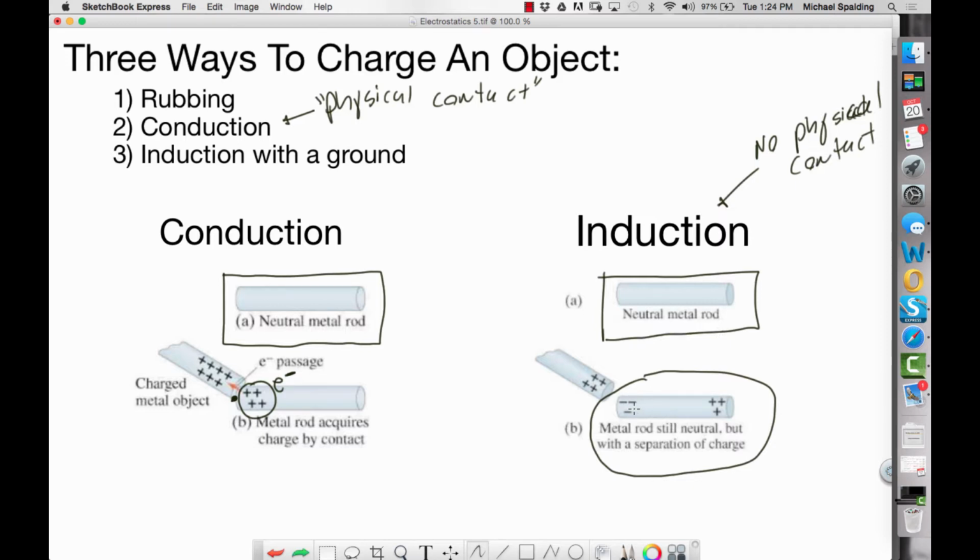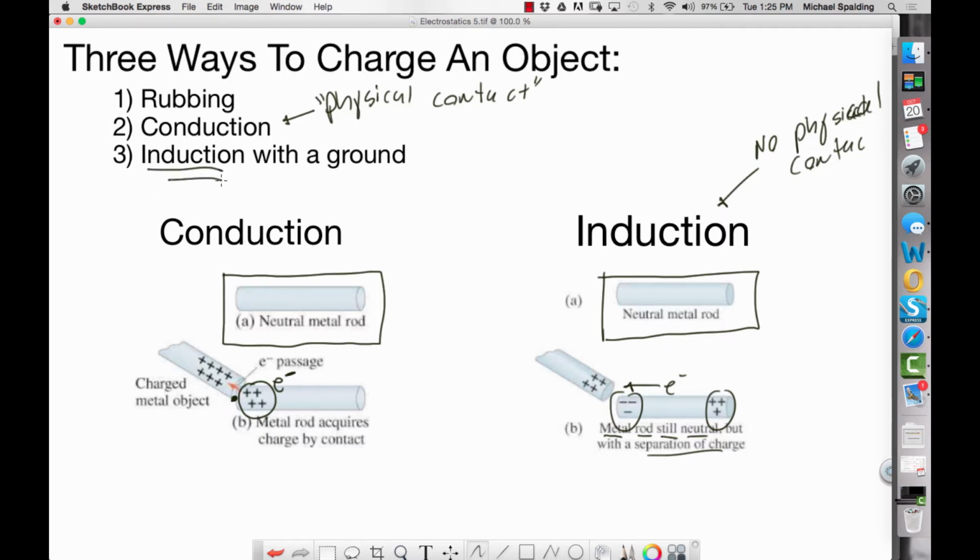In fact, what does this say right here? The text here says, the metal rod is still neutral, but with a separation of charge. All that happened is the electrons went over here, which made this side negative and that side positive. There was no net charge given to the rod. So can you use induction to give the rod a true net charge? The answer is yes.